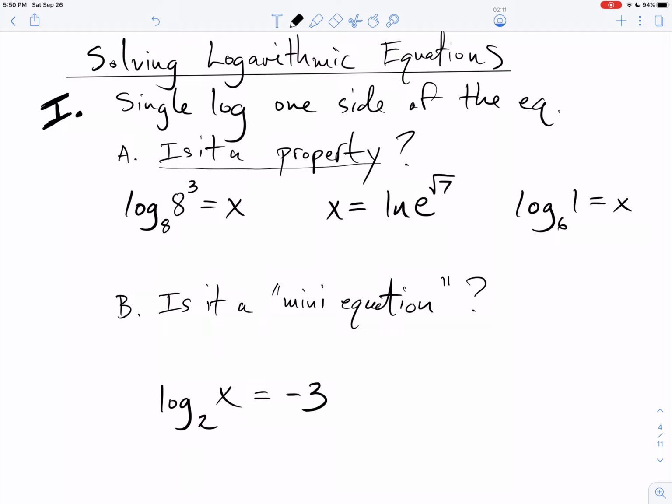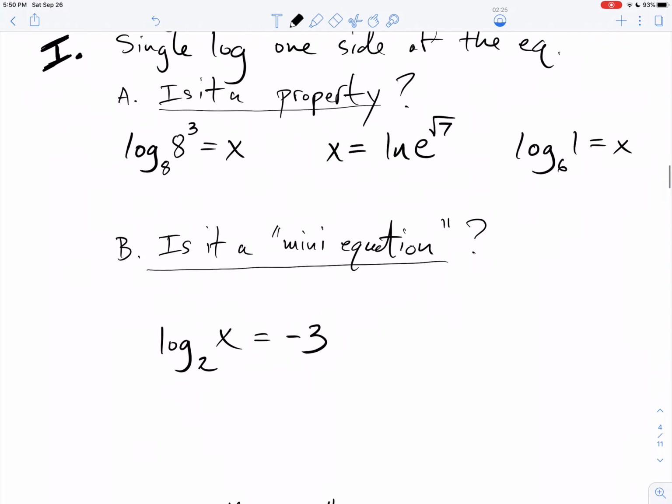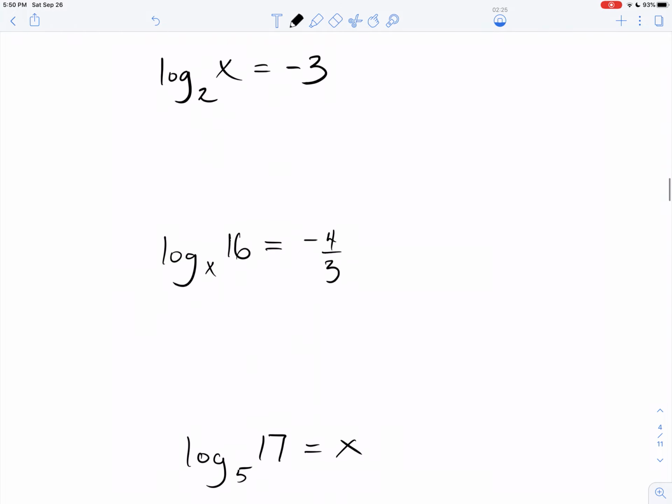Now, a little blast from the past. What if it is a mini equation? Now remember, I talked about mini equations in a previous lesson when we were talking about converting and all these properties and stuff. So I have a couple of them right here. I have 3, in fact, because there are 3 log mini equations. There's 3 styles that we work with.